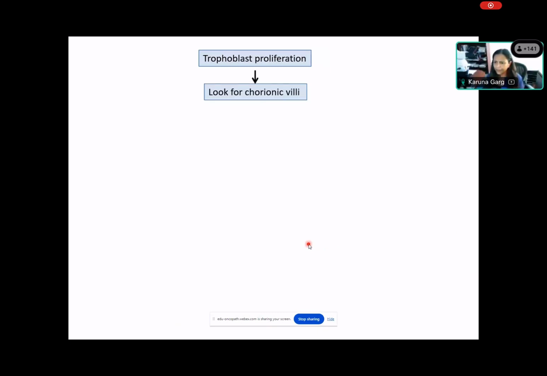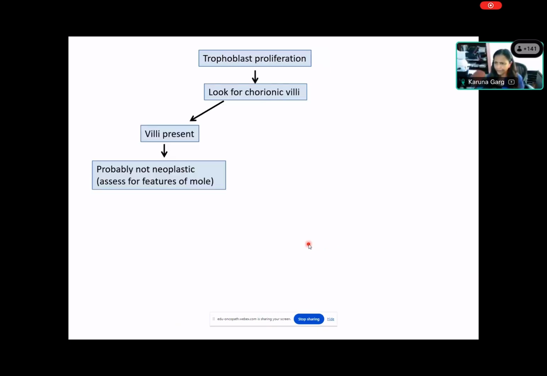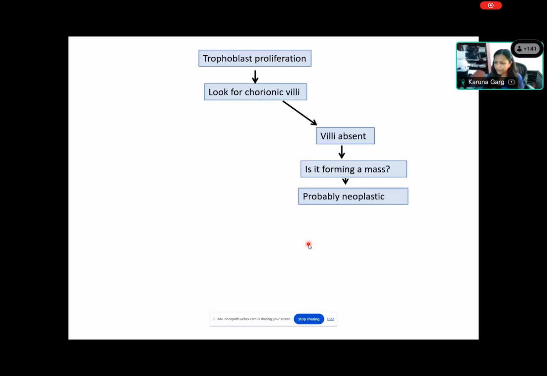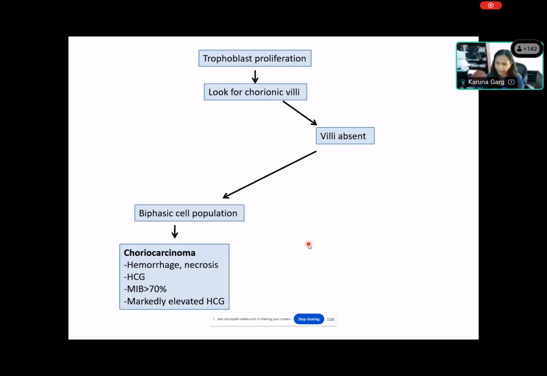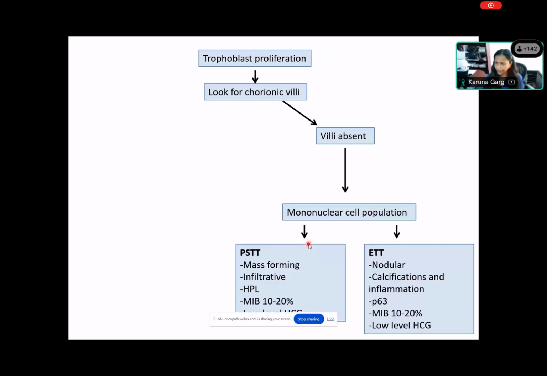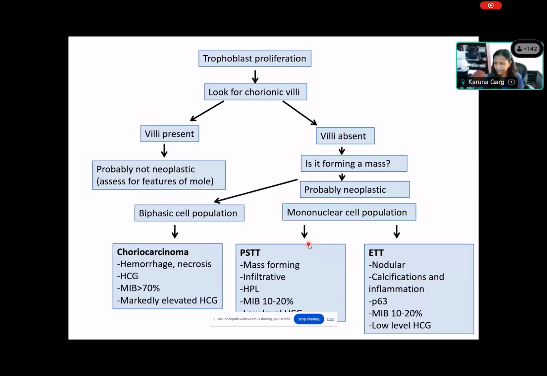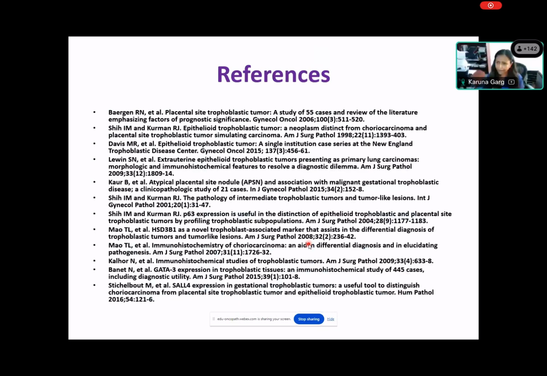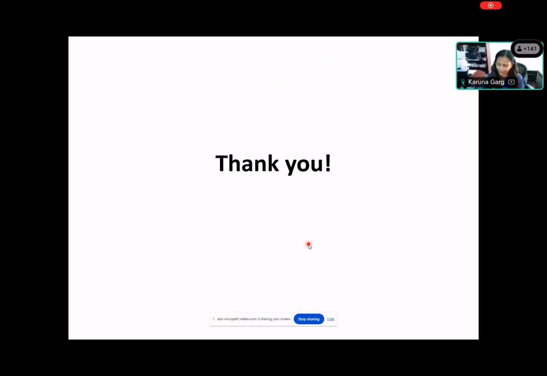So when you have a trophoblast proliferation, basically look for chorionic villi. If there are villi, you're probably not dealing with a neoplasm. And that's when I would start looking for features of a molar pregnancy. If the villi are absent, is it forming a mass? If it is, it's probably neoplastic. If it's biphasic, it's probably a choriocarcinoma. Look for those other features. If it's mononuclear, it's either a PSTT or an ETT, and these are the features you can use to distinguish between those possibilities. And these are my references.